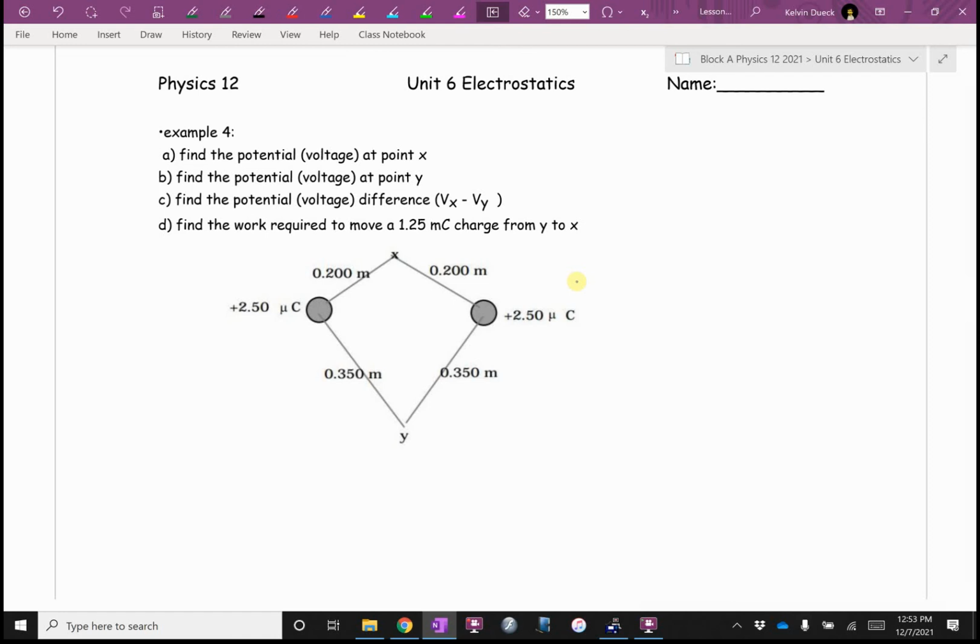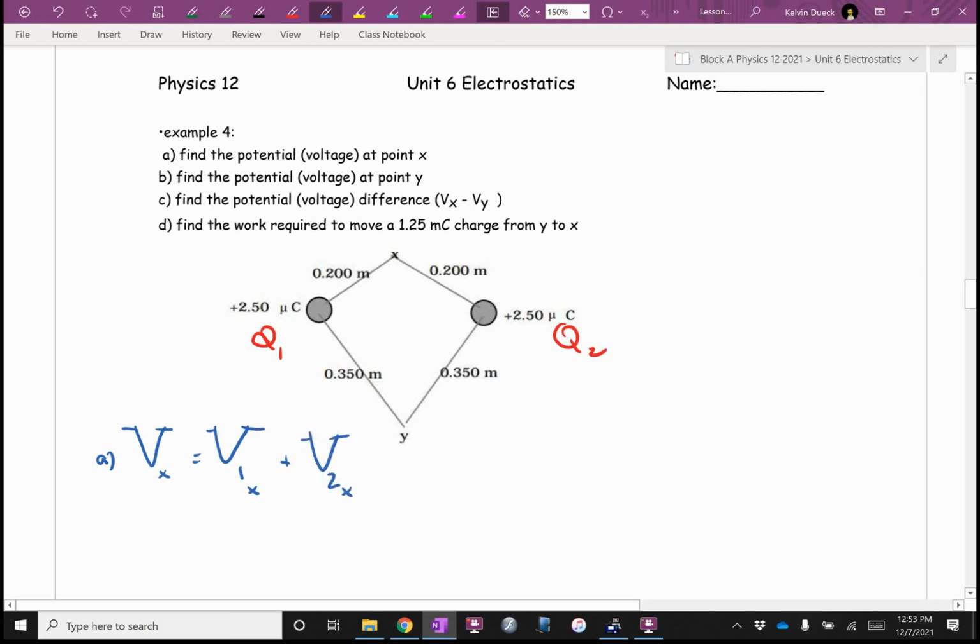Ronan, what's A asking me to find? Potential. Where? Point X. Is there more than one charge? Let's label them. I'm going to call this Q1. I'm going to call that Q2. What does A want me to find, Ronan? Potential. Where? Point X. I'm going to call that voltage X, and I'm going to argue that's going to be the voltage from charge 1 at X and the voltage from charge 2 at X.